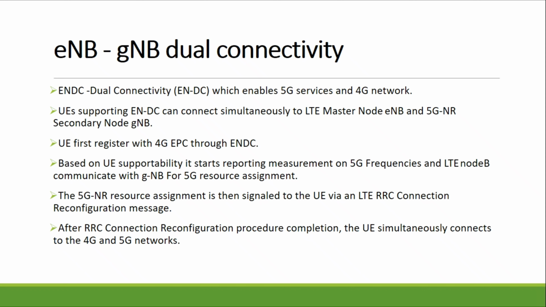The 5G-NR resource assignment is then signaled to the UE, which is supporting both 4G and 5G, via the RRC Connection Reconfiguration message. After the reconfiguration procedure completes, the UE is now capable of connecting to both the networks, 4G and 5G, simultaneously. So now we will go through the complete call flow with whatever messages are carried.